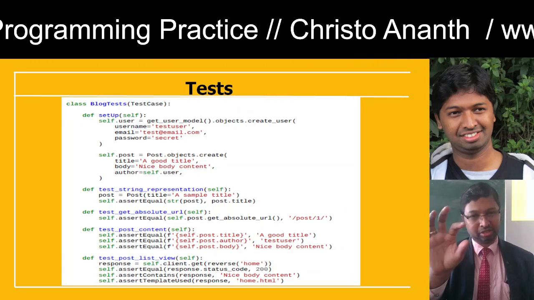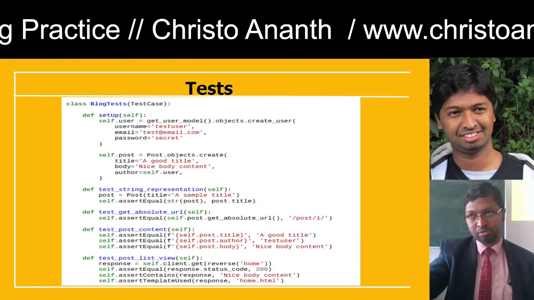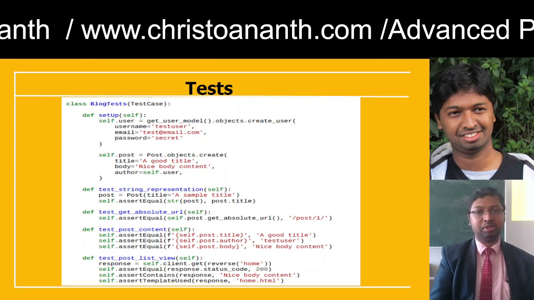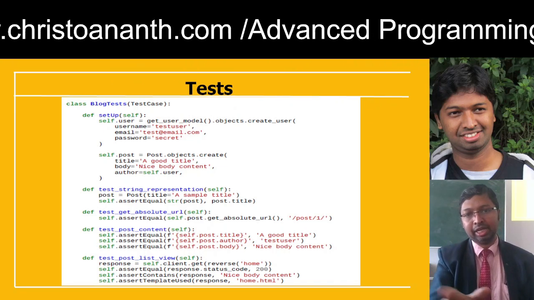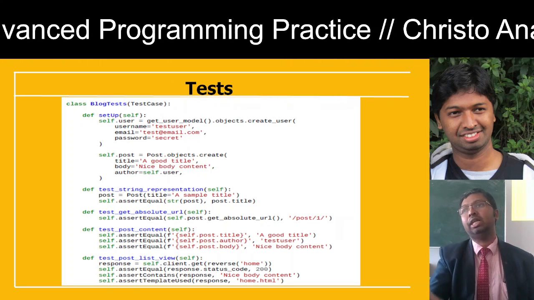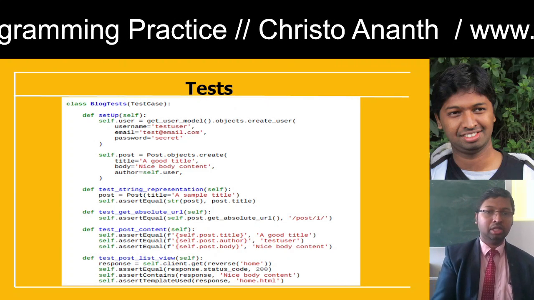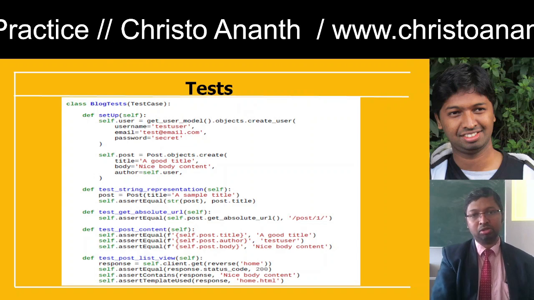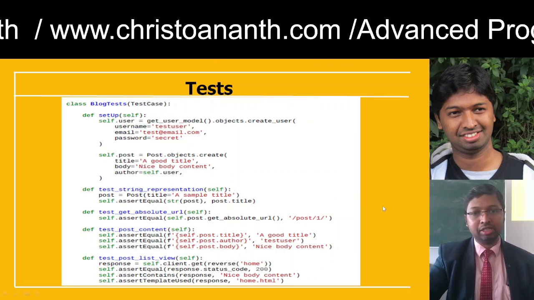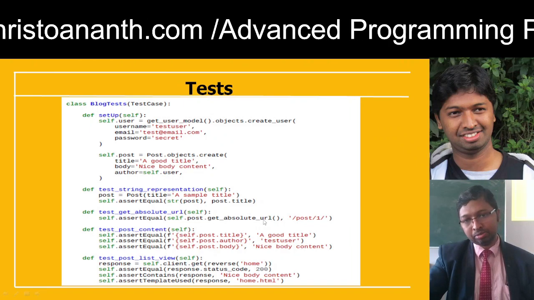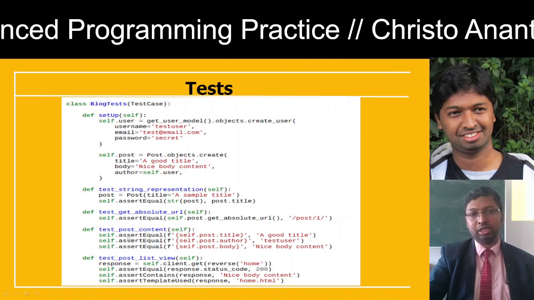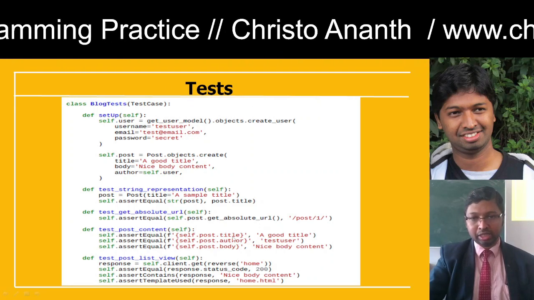Then you'll have self.post = Post.objects.create, with title a good title, body nice body content, and author self.user. Then for the string representation, you'll have post equal to the sample title, and self.assertEqual the string of post and the post title you have specified. Then you have defined test get absolute URL, which is the thing that we added previously. self.assertEqual self.post.get_absolute_url. For this also you will have this one, and define test post content, self.assertEqual the title, author, and then body.